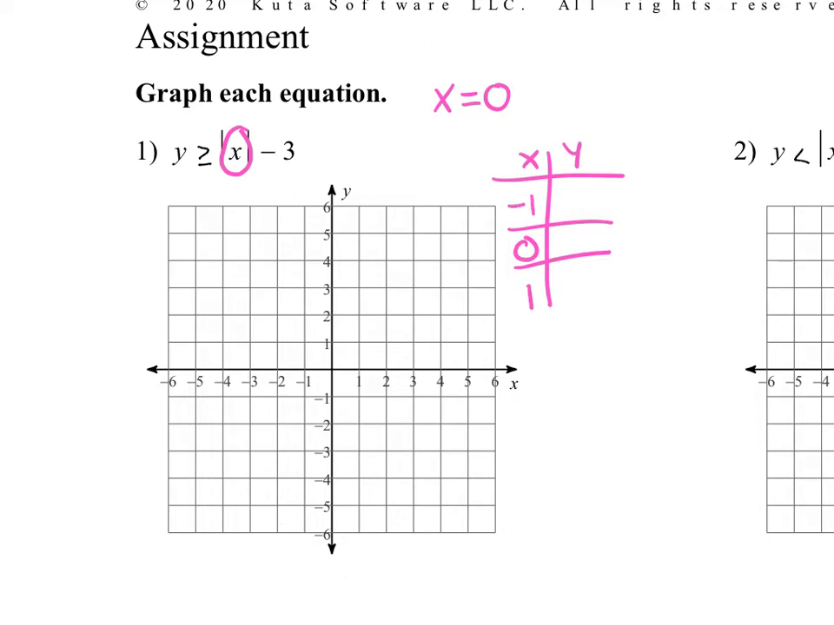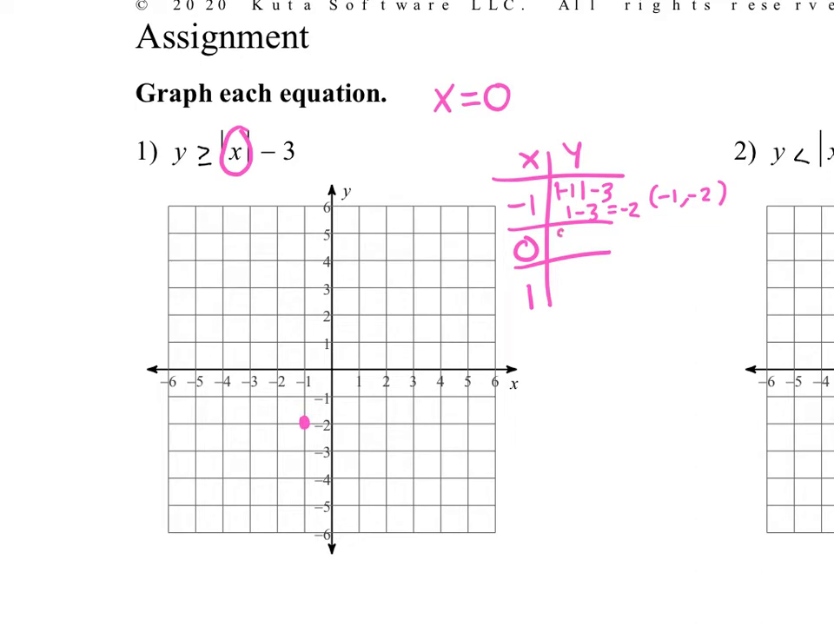So first thing we're going to do is plug in -1. We have the absolute value of -1 minus 3. So this is just 1 minus 3. I'll write it over here so we can see. It's just the absolute value of 1 minus 3. So this absolute value of 1 becomes +1 minus 3, which is -2. So our point here would be -1, -2. So we're going to go to the left 1 and down 2, put our point there.